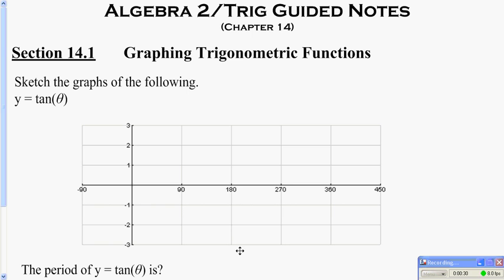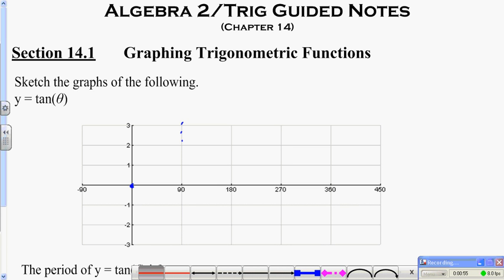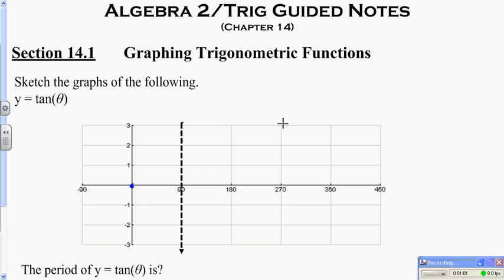Okay? All right. We're going to graph tangent, and we graphed sine and cosine the other day, and now we're going to look at the unit circle again to help us decide what tangent will look like. Tangent at 0 is 0. Tangent at 90 is undefined. It's also undefined at 270. If we kept on going, it would continue to be undefined every 180 degrees.